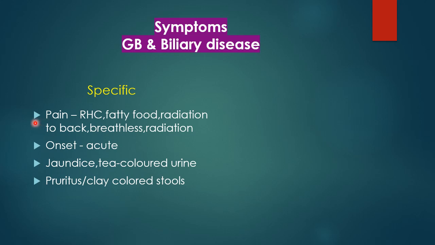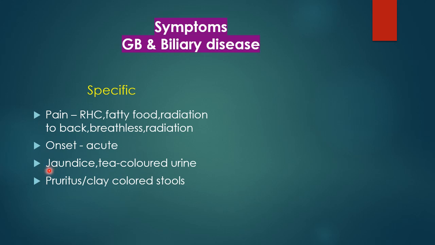Typically, the pain is aggravated or precipitated by food rich in fats, and sometimes the patient also complains of breathlessness when the pain comes, because when the patient takes a deep breath, the inflamed gallbladder rubs against the diaphragm and causes pain, and so the patient stops breathing. Next, the onset is usually acute, in a couple of days, 1 or 2 days, maybe within a week or two. So that is acute onset, the pain comes in.